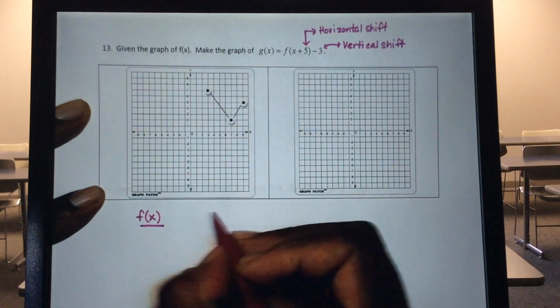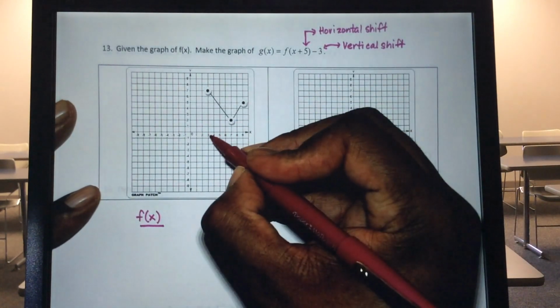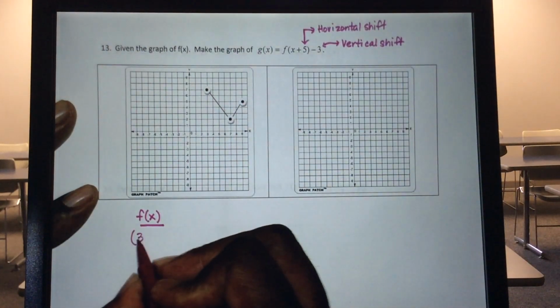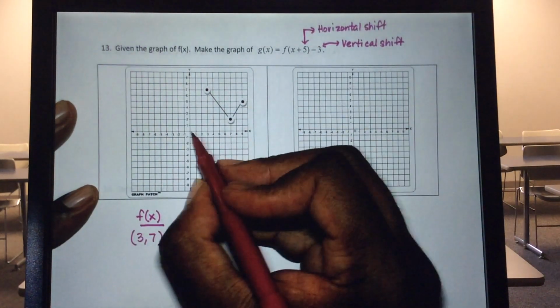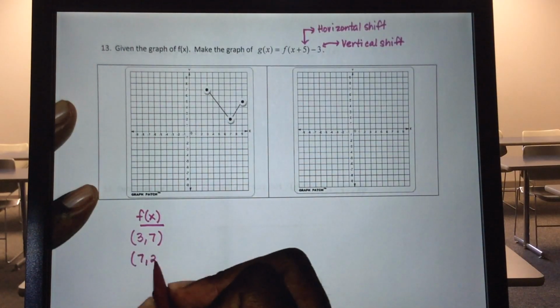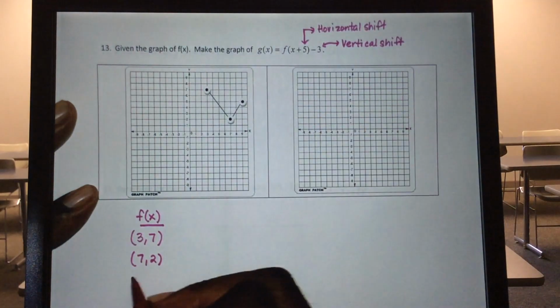Now, I'm going to create a table down here. This is what f of x is. I'm going to write down what their ordered pairs are. In this case, I have the ordered pairs 3 and 7. The next ordered pair will be 7 and 2. And the next ordered pair was 9 and 5.